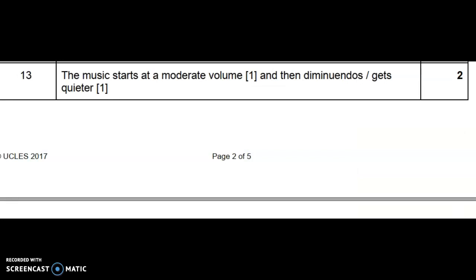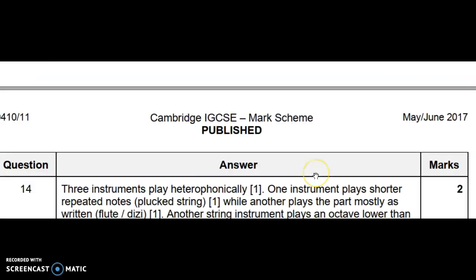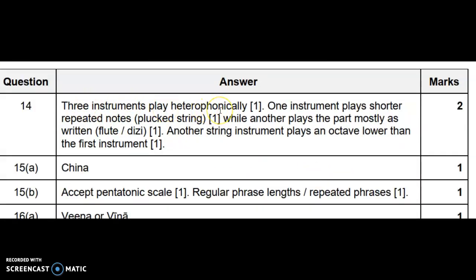The music starts at a moderate volume, so quite soft, and then diminuendos, goes quieter towards the end. Okay, so moderate volume, mezzo piano, and then it went softer towards the end. 3 instruments play heterophonically. 1 instrument plays shorter repeated notes. That is the chin. And then the flute played mostly the written melody. That's the dizi. And then we had the erhu that played the lower notes. It's from China. We heard the pentatonic scale there, regular phrase lengths, and we have repeated phrases.